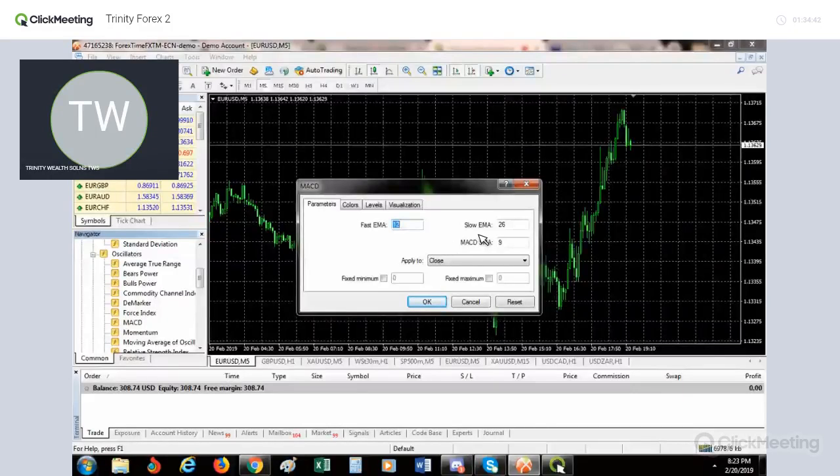The first or the short-term EMA is the 12-day EMA. Whatever they call the slow EMA, the long-term EMA, is the 26-day EMA, and then the MACD SMA, which is derived from the two EMAs, is 9. That line is the 9 now. So then you apply to close. You don't change anything. The parameters remain the way they are.